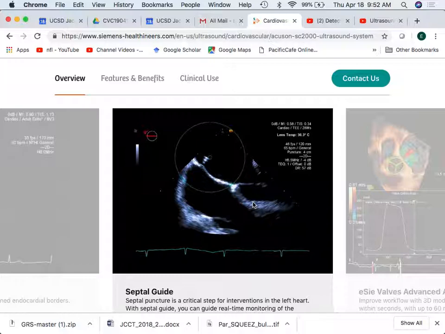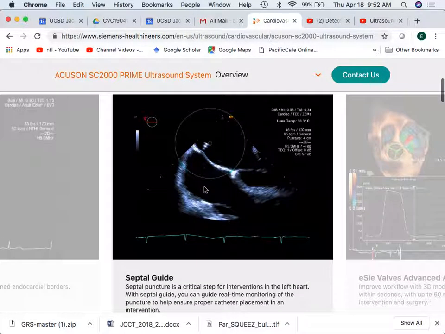Here, this is a needle inside the right atrium poking through to get into the left atrium. So it's using ultrasound to guide actual cardiac interventions where you want to make sure you're pushing the needle through the right position in the wall between the two atria. You don't want to have the needle pointing in the wrong direction when you do that, right?